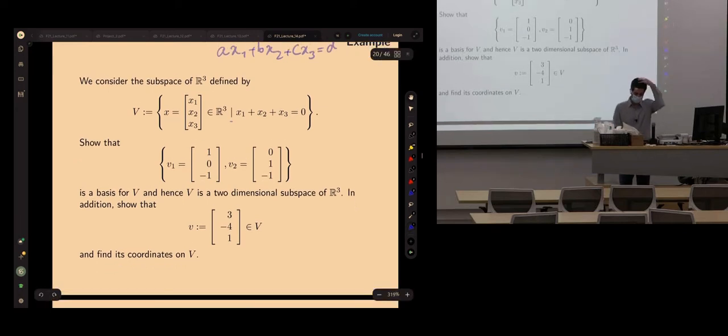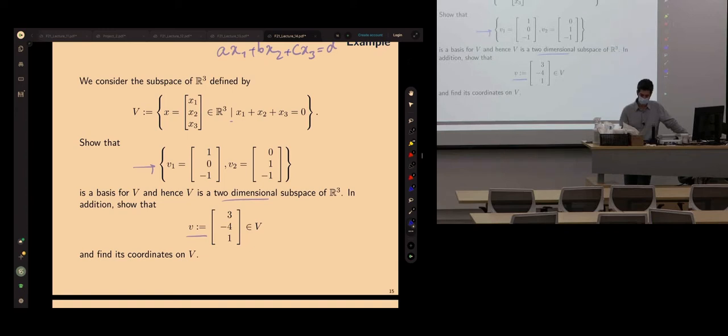Now, show that v1 and v2, these two vectors, are a basis for this subset, and that V is a two-dimensional subspace of R3. In addition, we want to show that this vector v is in V, and we want to find its coordinates. So, a lot of things to do.